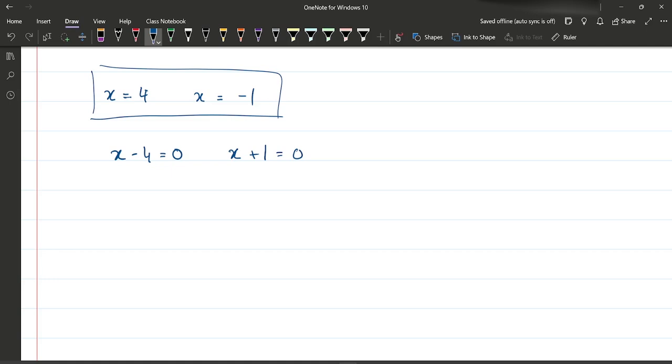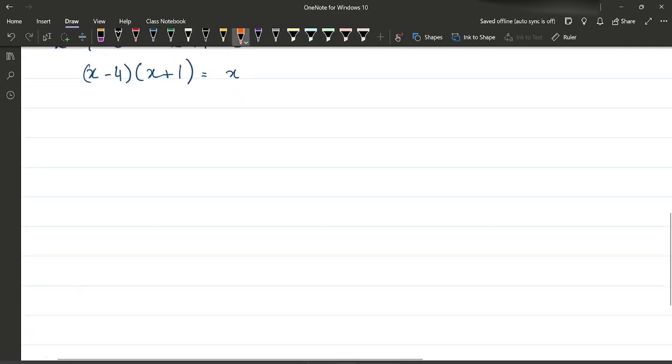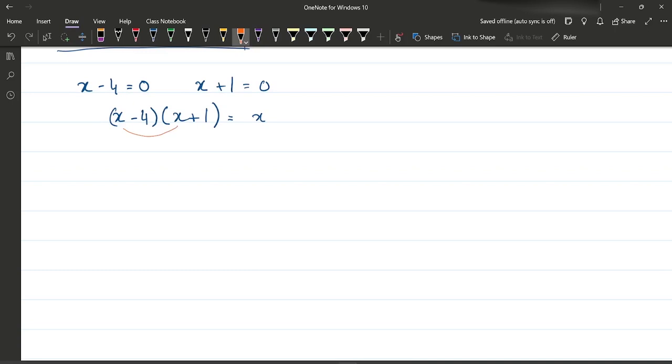Now the next step is you have to multiply these two: x minus 4 multiplied by x plus 1. The trick here is the distribution. You have to multiply the x with both of the terms here, and then you multiply the second term with both of the terms here. Hopefully that makes sense.